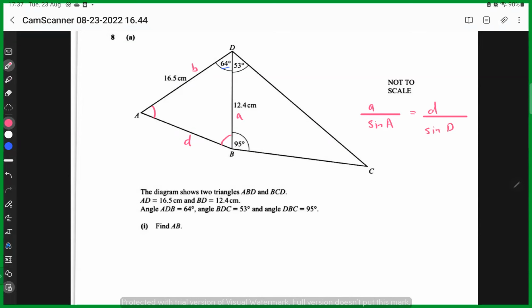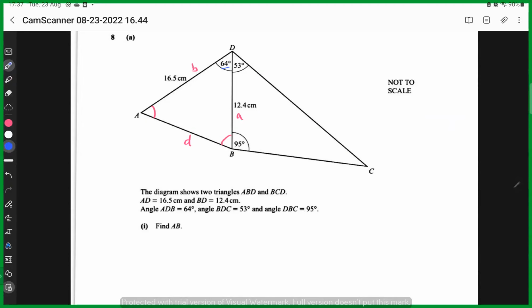Now two things are unknown. I don't know this, I don't know this, right? So I cannot use the sine rule. I'm only left with one choice, that is cos rule. How do we write this cos rule? Everyone would be able to write this cos rule.